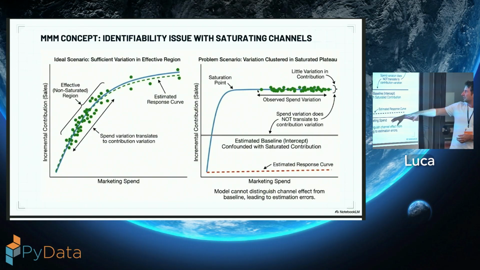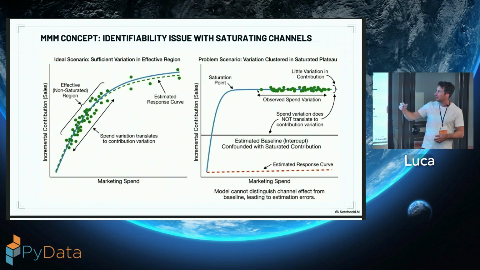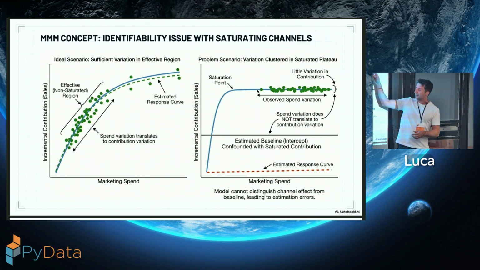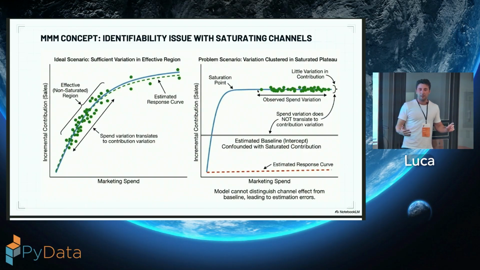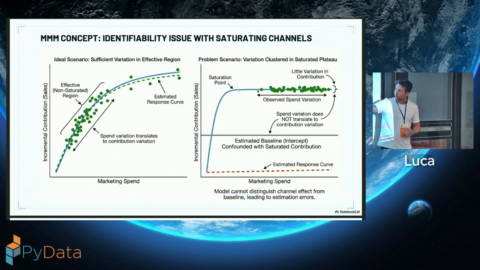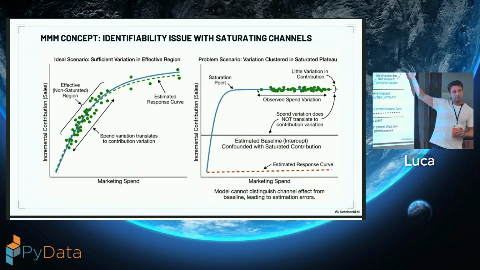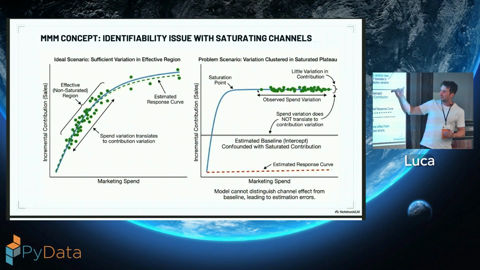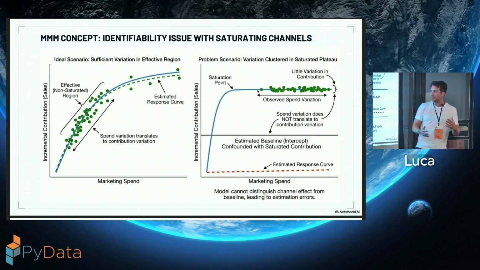When the channel is close to saturation, as happens here, I can change my spend, I can pulse my spend a lot in the marketing channels, but the response is always the same no matter what I do. And when that happens, the response is almost flat. And what happens is that it gets confounded with the baseline of the models. These models always have a baseline. And if you get confounded with the baseline, it doesn't matter, you can exchange between the two, it gets the same fit, and the model gets confused.